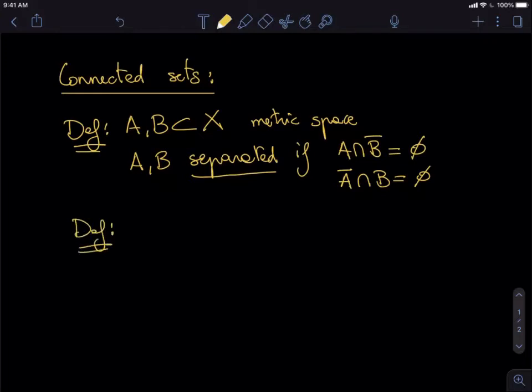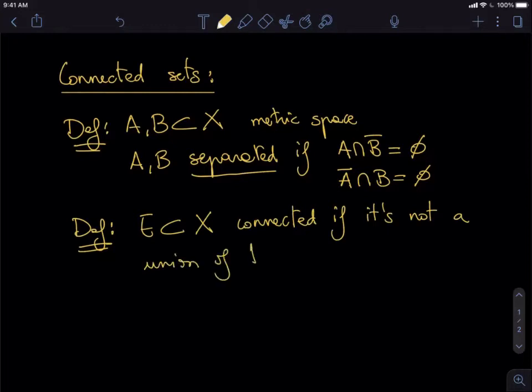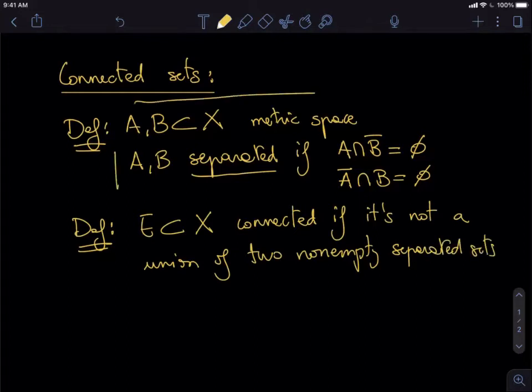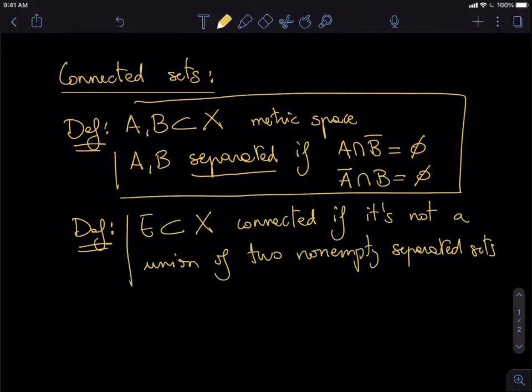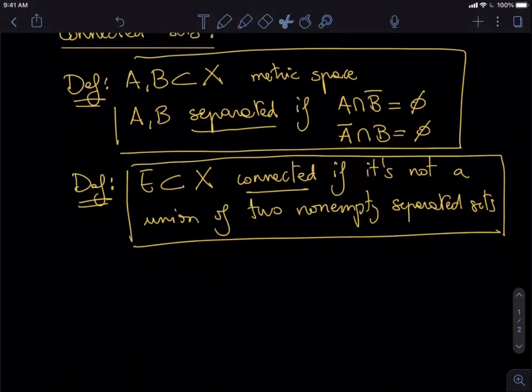And then we will say the opposite of being separated, or separable if you want, is being connected. So a subset of the metric space X is connected if it's not a union of two non-empty separated sets. So here we have our two definitions. So let's see some examples.